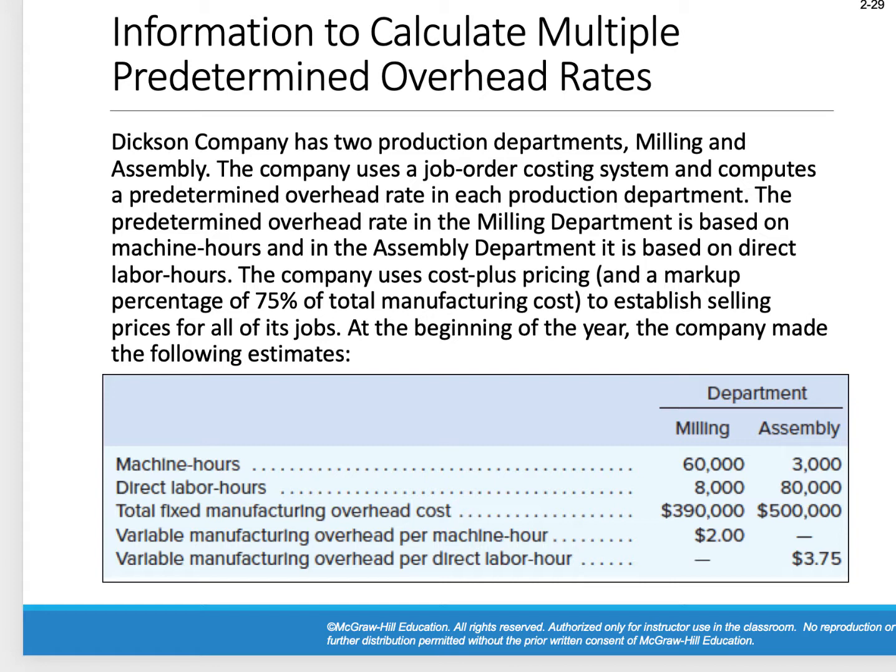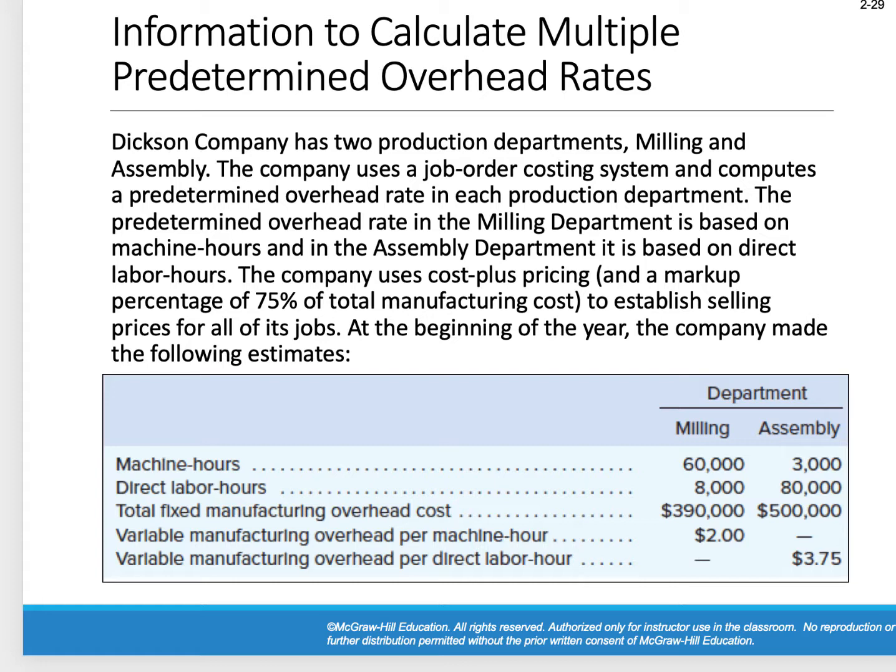So they tell us that the milling department is based on machine hours. So that must mean all their overhead cost for that department is a result of using machines. So it would probably be a good idea for us to use an allocation base of machine hours to allocate that overhead. Conversely, with the assembly department, they say it is based on direct labor hours. So that must mean that a lot of their manufacturing overhead has to do with direct labor hours.